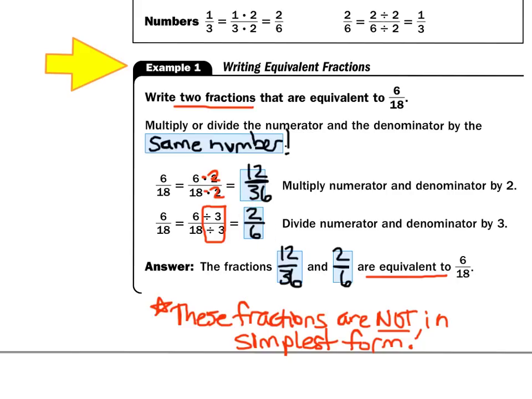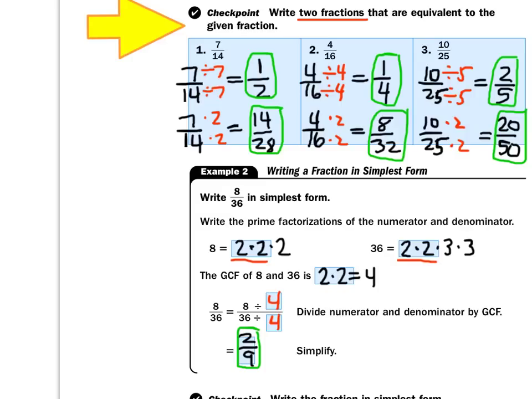Another thing we could do is use multiplication. So we could start with 6 over 18 and then just multiply the numerator and denominator by the same amount. For example, 2, and we would get 12 over 36. So the fractions 12 over 36 and 2 over 6 are equivalent to 6 over 18. Now notice that these fractions are not in simplest form. Okay, so take a look at the checkpoint.